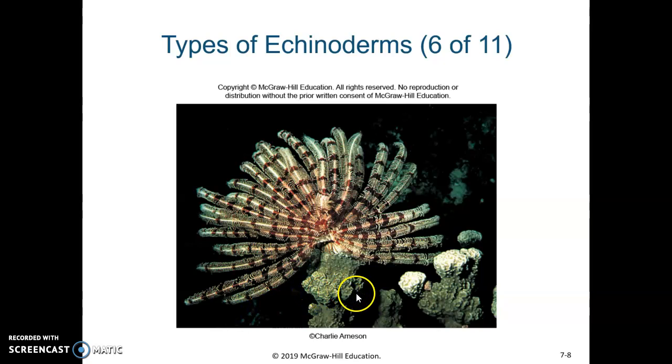And here's a beautiful picture of a sea lily. And again, you can see here are the cirri right here that are allowing them to be attached to that substrate. And then here, their tube feet are out here, and they are collecting food particles as those food particles drift through the water. Beautiful group of echinoderms.